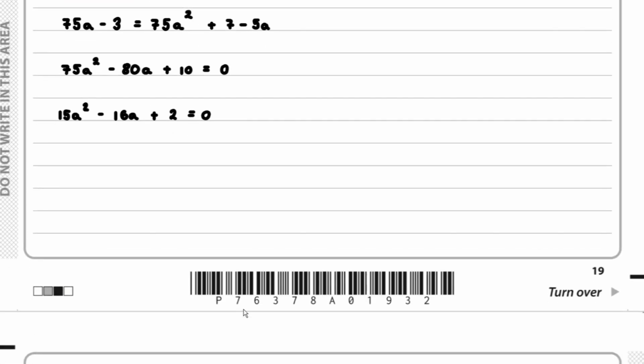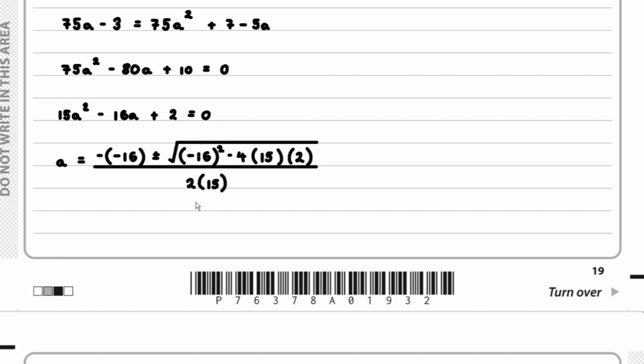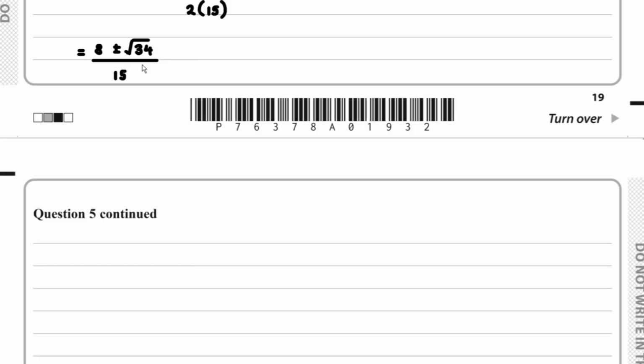Let's use the quadratic formula. A will equal negative 16 plus or minus the square root of negative 16 squared, take away 4 times 15 times 2, all over 2 times 15. And this simplifies to 8 plus or minus root 34 over 15. Now, if I think about the numerical value of root 34, well, I know that root 25 is 5, and I know that root 36 is 6. So root 34 will be approximately 5.8. It will be in between 5 and 6, but a bit closer to the 6.